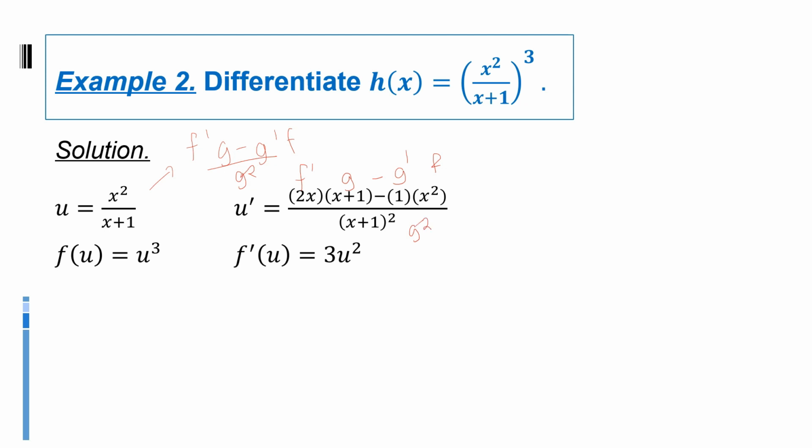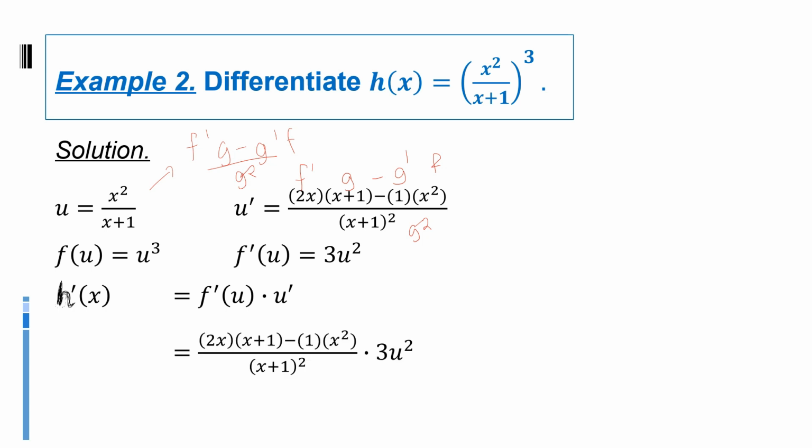And for our f prime of u, gamitan lang natin ng power rule, we have 3u squared. Now, h prime of x now is equal to 2x times x plus 1 minus 1 times x squared all over the square of x plus 1 times 3u squared. Now, if we simplify this, we have 2x times x is 2x squared. Then 2x times 1 is 2x minus x squared all over the square of x plus 1 times 3u squared.